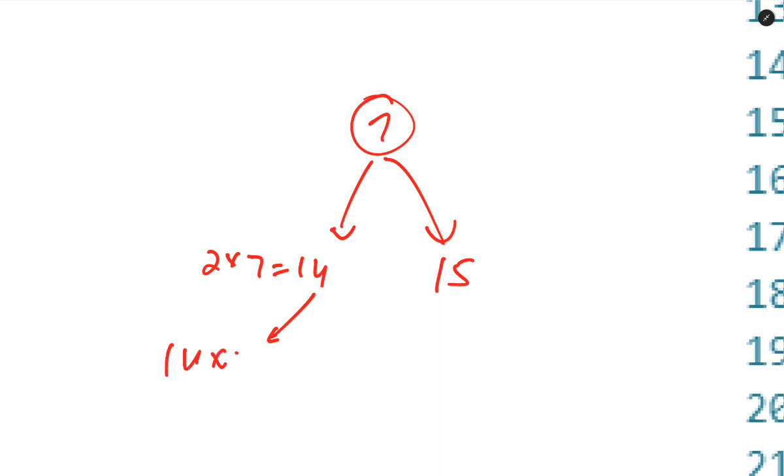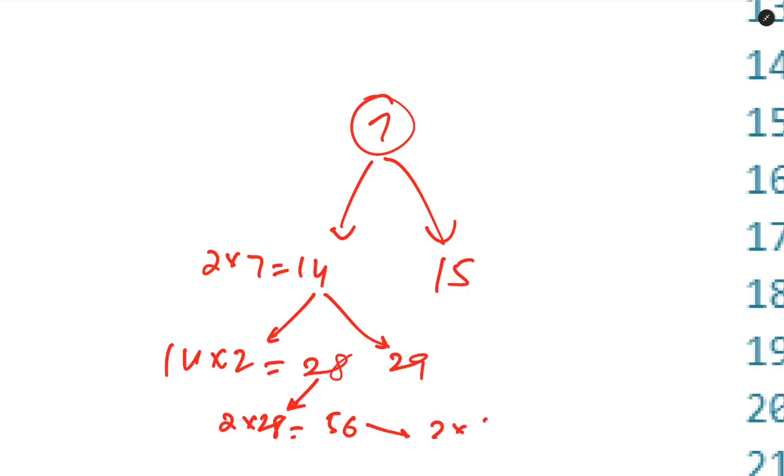14 into 2, 14 into 2 plus 1. 14 into 2 is 28, and this will be 29. Then 28 will be 2 into 28 plus 1, and it will be 2 into 28, which is 56. Then 56 children will be 2 into 56. So this will be 108, right?